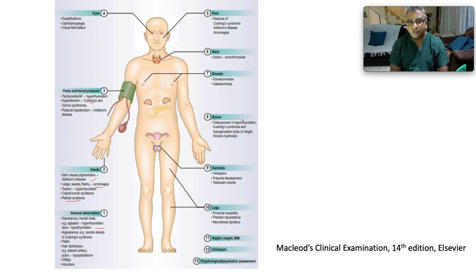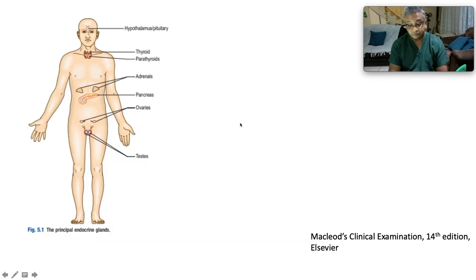Genitals, of course, you want to check for virilization, pubertal development, testicular volume. In the legs, look for proximal myopathy, like we said, pretibial myxedema, necrobiosis lipoidica diabeticorum, which speaks to usually type 1 diabetes mellitus. Check the height and the weight and the body mass index, urinalysis, and check for any psychological or psychiatric assessment, knowing that steroids can cause psychosis.